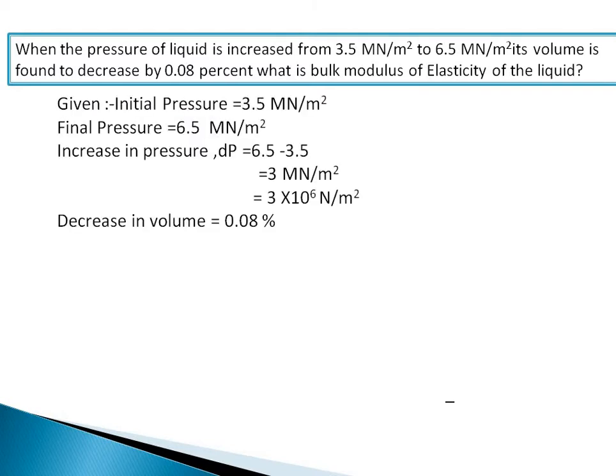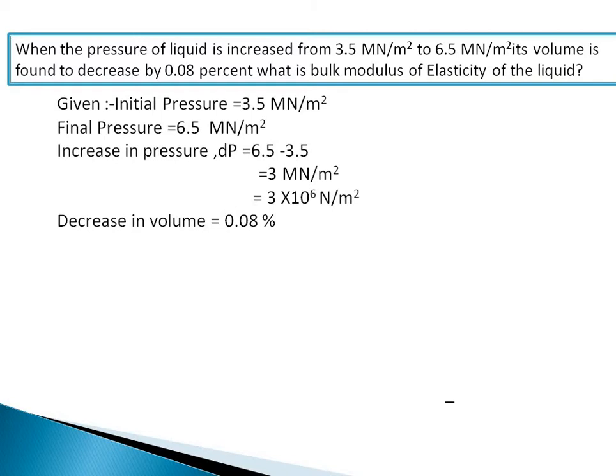So initial pressure is 3.5 meganewton per meter square. Final pressure is equal to 6.5 meganewton per meter square. So change in pressure is the difference between the two, which is 3 meganewton per meter square, that is 3 into 10 to the power 6 newton per meter square.